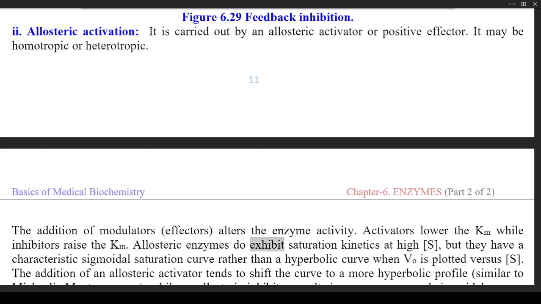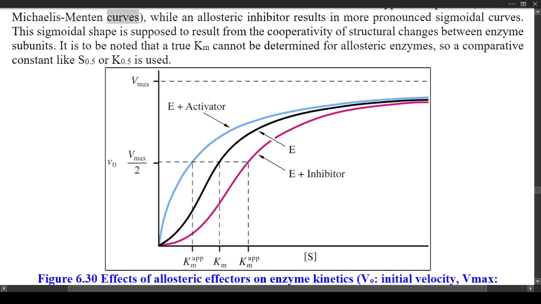Allosteric enzymes do exhibit saturation kinetics at high S, but they have a characteristic sigmoidal saturation curve rather than a hyperbolic curve when V0 is plotted versus S. The addition of an allosteric activator tends to shift the curve to a more hyperbolic profile, similar to Michaelis-Menten curves, while an allosteric inhibitor results in more pronounced sigmoidal curves. This sigmoidal shape is supposed to result from the cooperativity of structural changes between enzyme subunits.